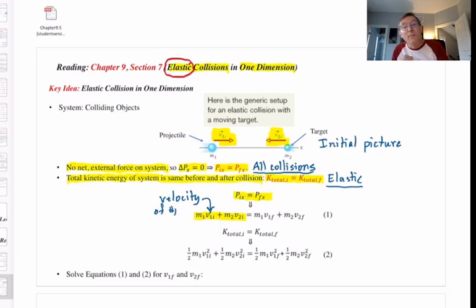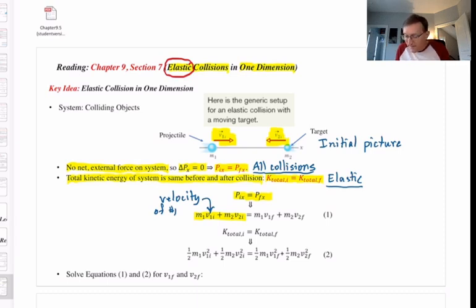Our drawing up above of the initial picture shows V2 initial in the negative x direction, so the V2 initial that would be substituted in this formula in this case would be a negative quantity. That's the left side, P initial. Now the right side of the equality is going to be representing P final.